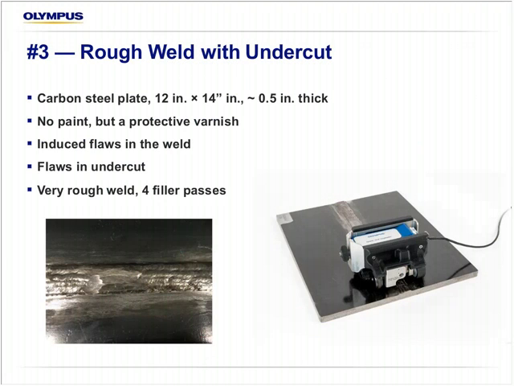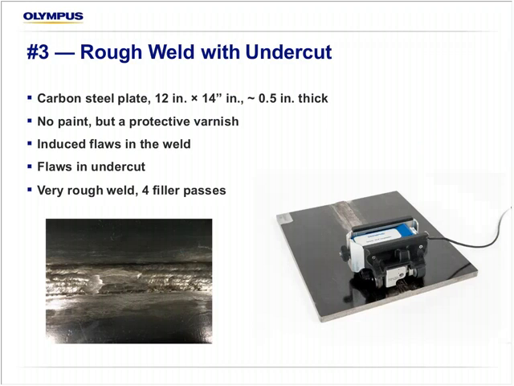We pushed the limit and created an additional sample requiring extra roughness on the actual weld. So we went with a 12 inches or so plate, 1/2 inch thick, no paint, but there's a protective varnish on it, which is 2 to 3 thousandths of inch thick. The flaws were induced by a special process while welding. There are flaws everywhere, including the undercut.